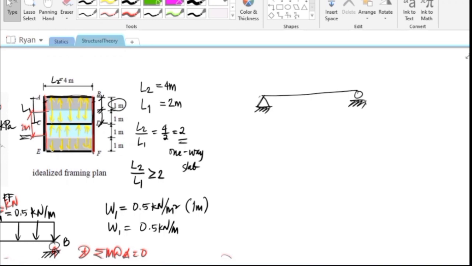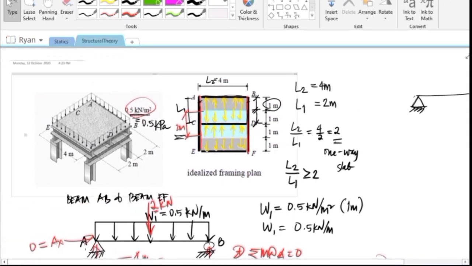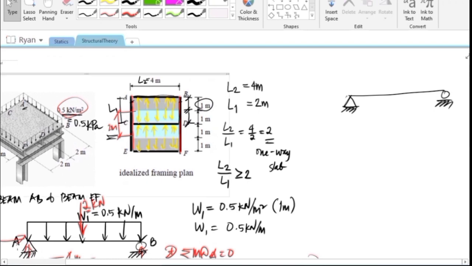So, why do we have only two supports? If we look here, we only have 2 columns. We have no column at point C. So, we see here that we have the column at point A and the column at point E. So, here, this is point A and this is point E.